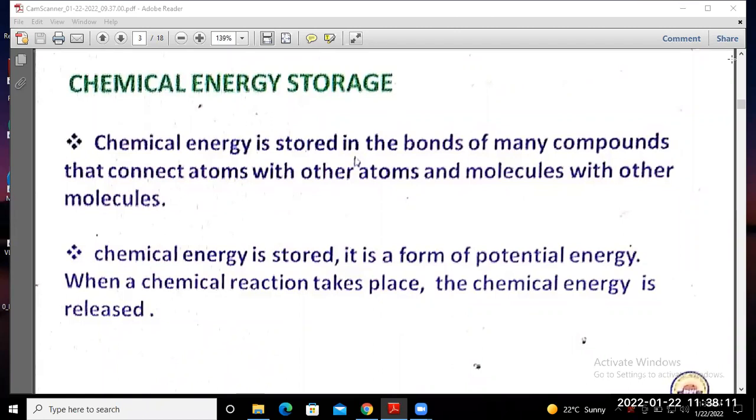Okay, so can you give any example of a chemical energy storage system? Can you give any example used for that potential energy for light and heat purposes? Can you give me any example of the chemical energy storage system?